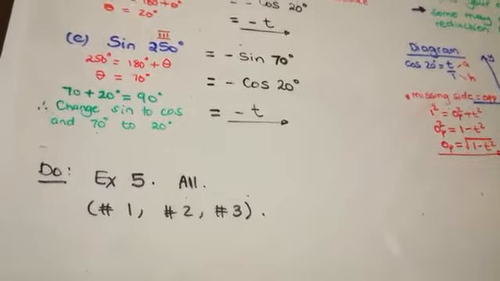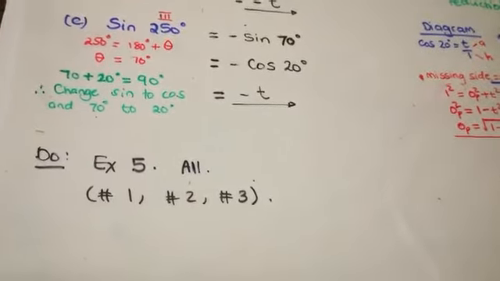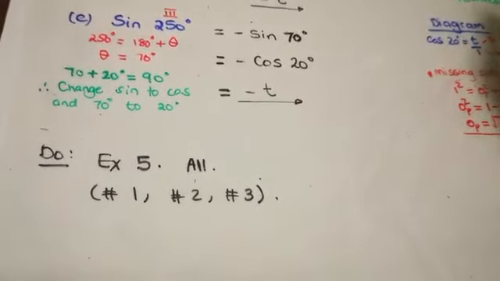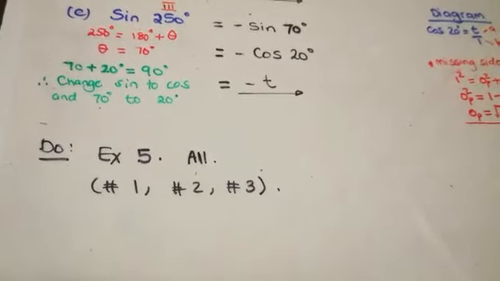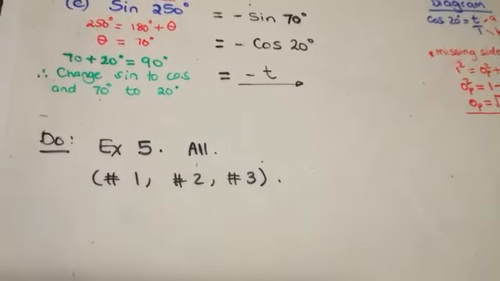All right, so please do exercise 5, everything. That means number 1, number 2, number 3. So you're just going to have 3 diagrams, and then you do that. Okay, thank you.